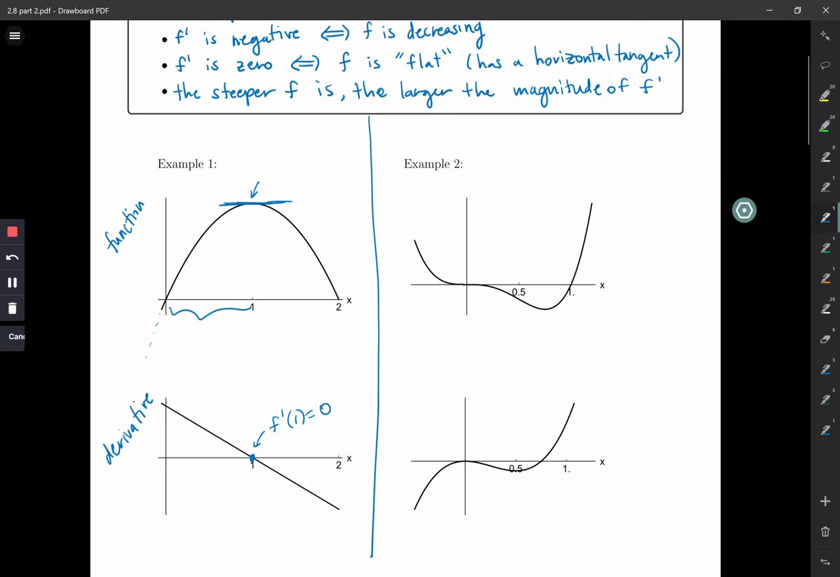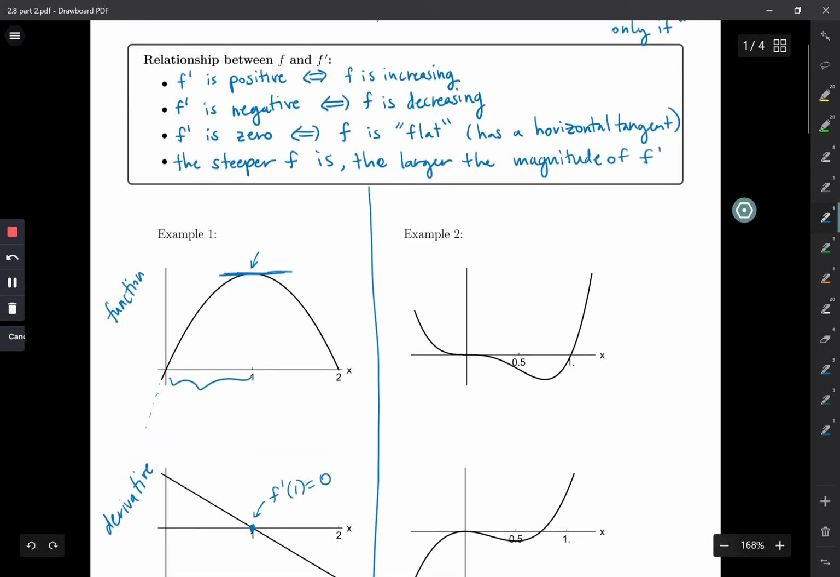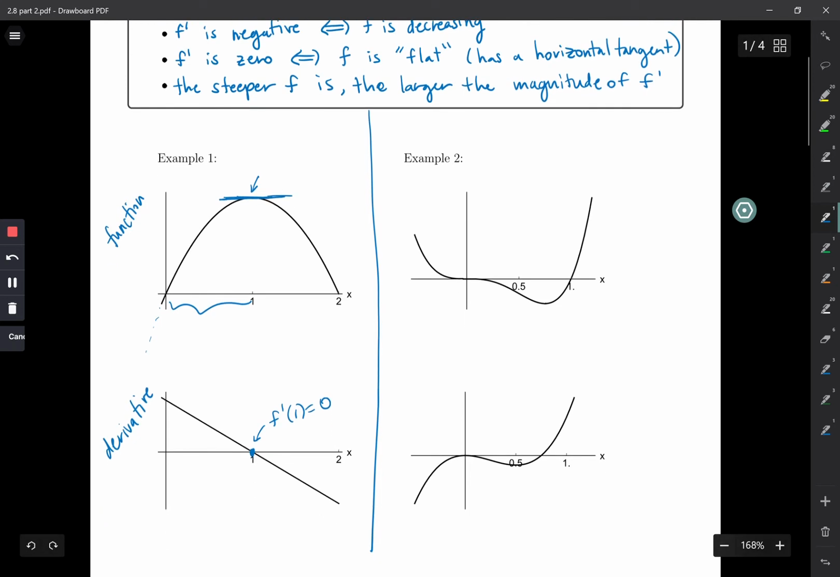So moving from left to right, the function values are getting larger and larger, so the function is increasing on that interval. Okay, and so we know from up here, if the function is increasing, that means that the derivative is positive. So looking down here at our derivative graph, we see that on that same interval from, well, up to 1, the graph lies above the x-axis.